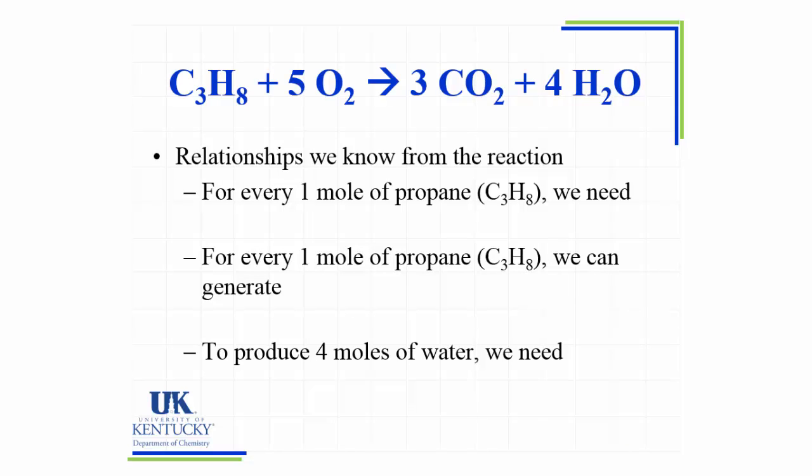Let's look at some of the examples of relationships we can get from our balanced chemical equation. For every 1 mole of propane, we need to have 5 moles of O2, because our relationship in the balanced equation is 1 mole of propane to 5 moles of oxygen. For every 1 mole of propane, we can generate 3 moles of CO2 and 4 moles of water.